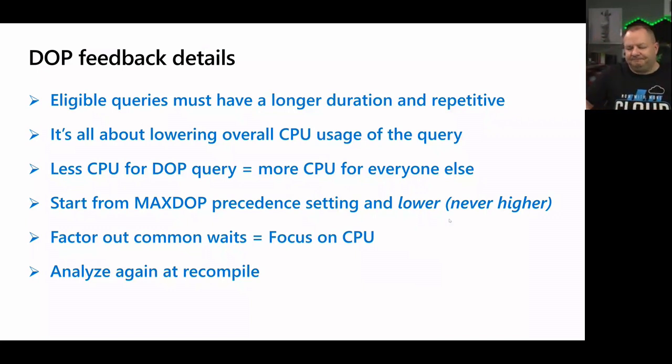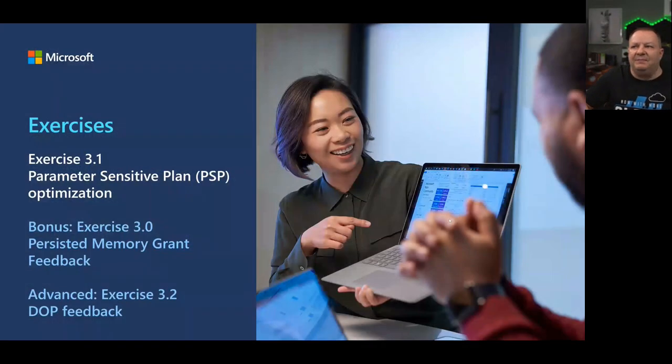Okay. So we're going to jump into those exercises, demos essentially in this case. The ones that we're going to look at are the memory grant feedback and the DOP feedback. So we're not going to do the first one, 3.1. We're not going to do that today, but you will be able to do that from the exercise materials. We were doing the DOP feedback first though, and then with what time we have, we'll look at maybe the persistent memory grant feedback as well. Okay, so we're going to see how much time we have to get through.